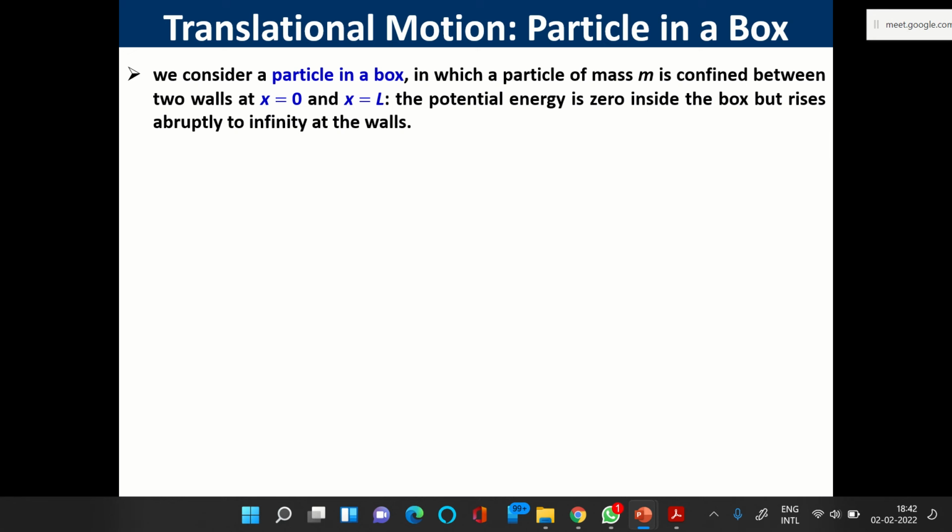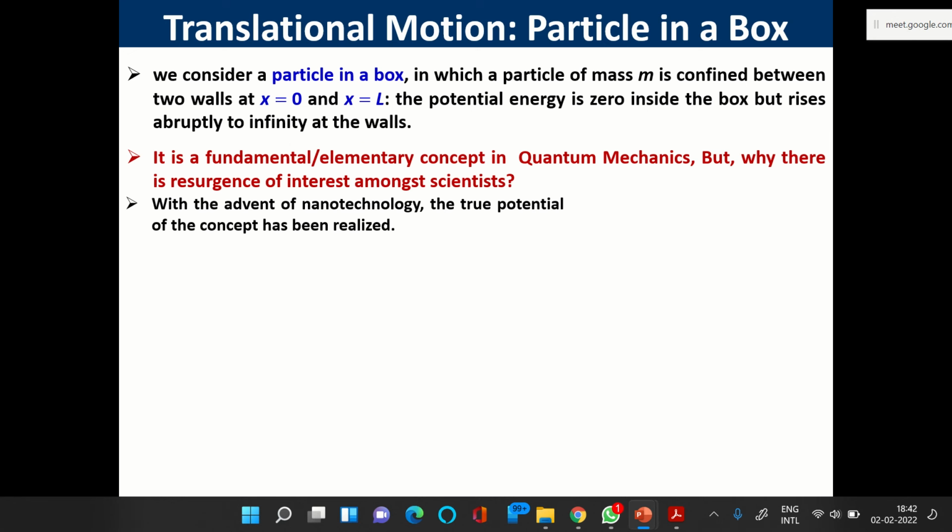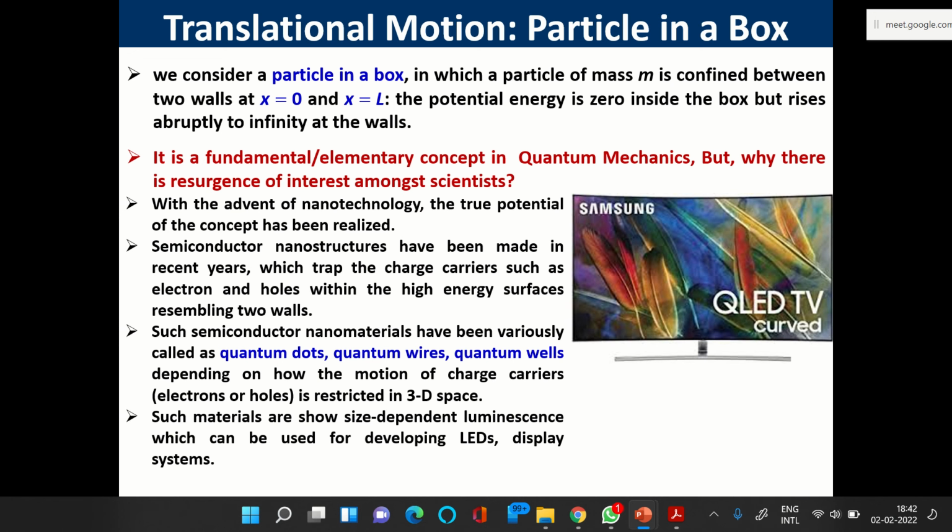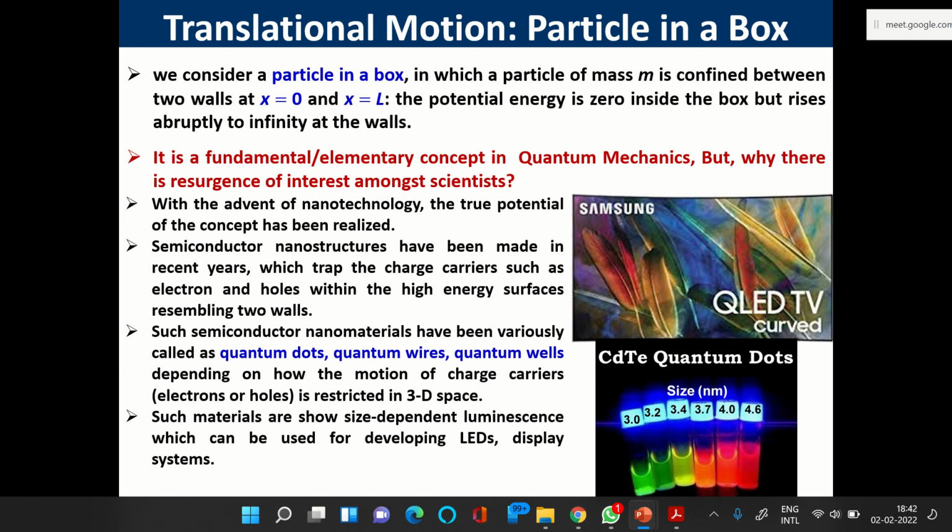So yes, this is what I was talking about, why the interest has been, and these are the things. This is the size dependent colors that you see. So this was something unthinkable before. Chemically it is the same, cadmium telluride, but they are emitting different colors. This is the image taken in UV light. You see different colors are being emitted.